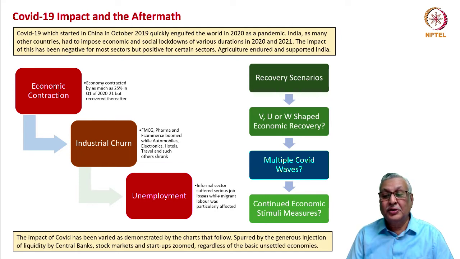So how would continued economic stimuli measures work? In fact, would there be continued economic stimuli measures because the central banks are wary of continuing the quantitative easing in the context of inflation, which is rearing its head in various economies? Central banks have already announced their intention to taper the quantitative easing and curtail the liquidity that has been very prolific in the economic markets. The impact of COVID has been varied as demonstrated by the charts that follow. Spurred by the generous injection of liquidity by central banks, stock markets and startups zoomed regardless of the basic unsettled economies.